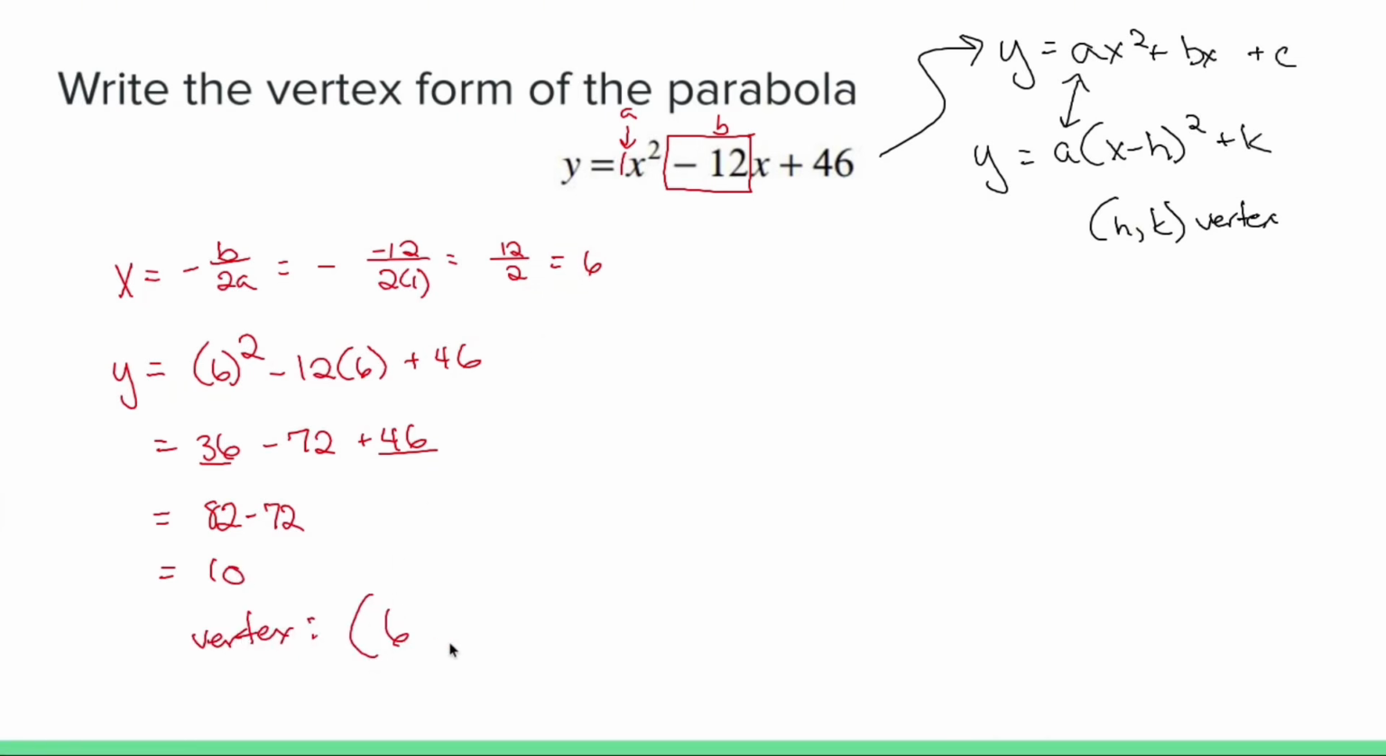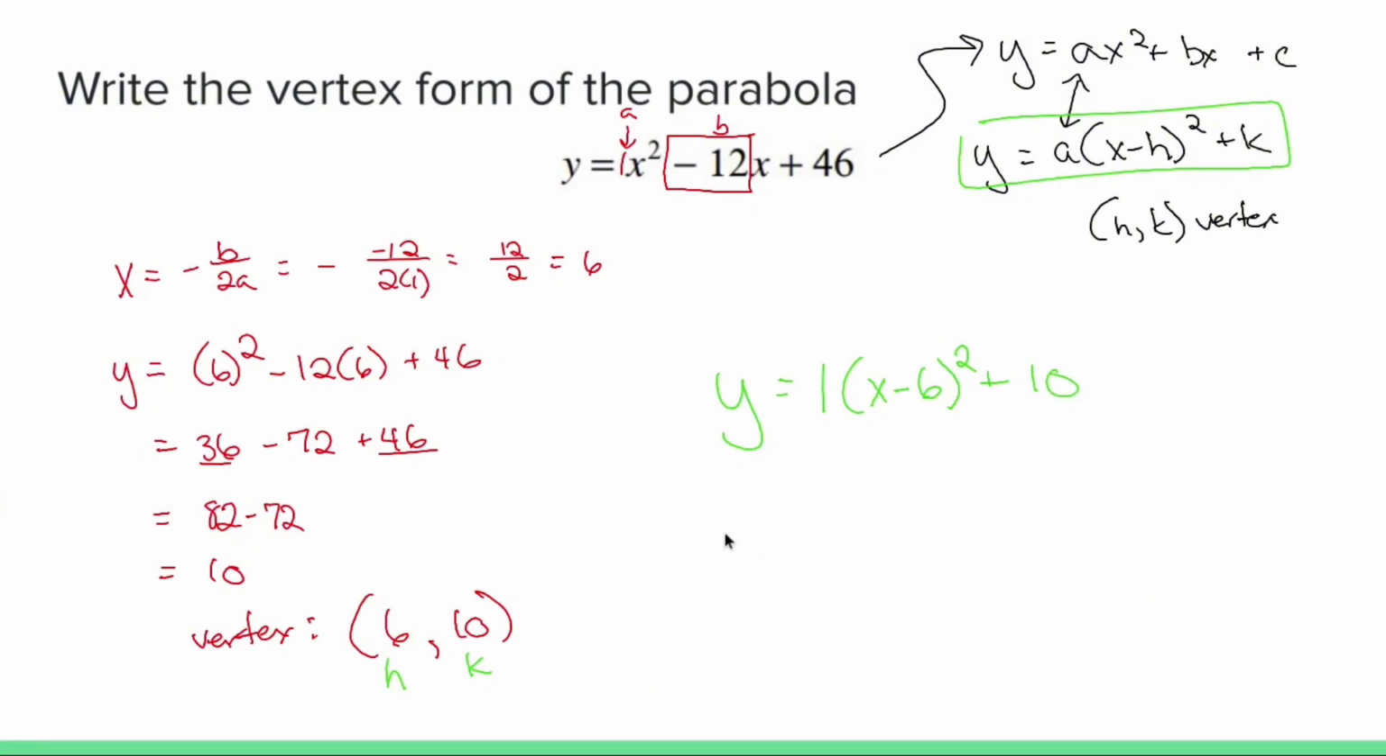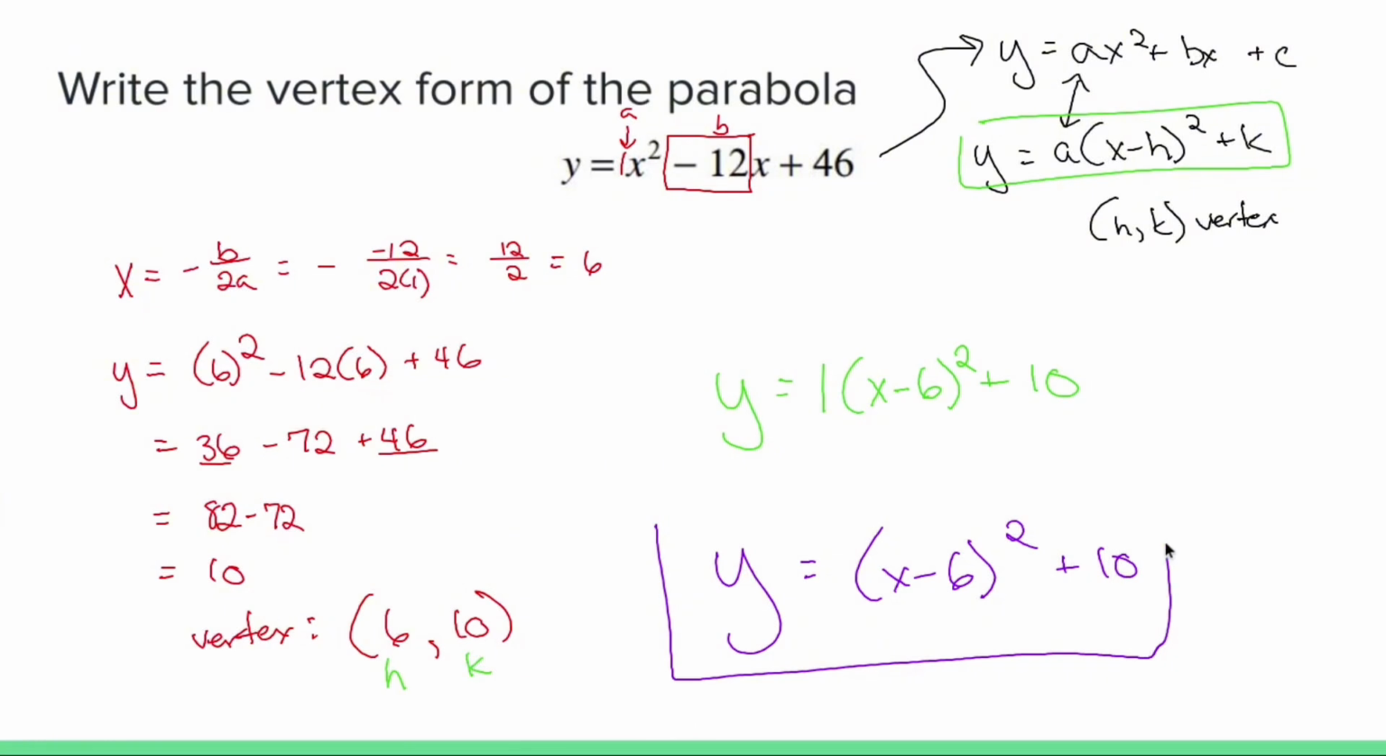is 6, 10. The area code in which I live. So the vertex is 6, 10, and I'm going to label it h and k. I already know that my a is an invisible 1. So going by the letter of the law and really writing things out, we would say y equals a, which is 1, times the quantity x minus h, which is 6, squared plus 10. And then someone will say, you don't need that 1. So the final answer is y equals x minus 6 squared plus 10, the vertex form of that parabola right there.